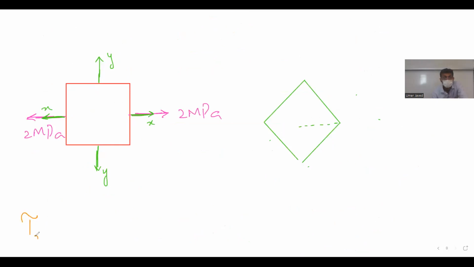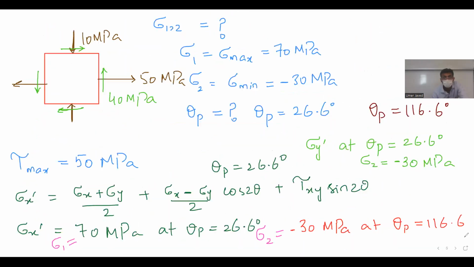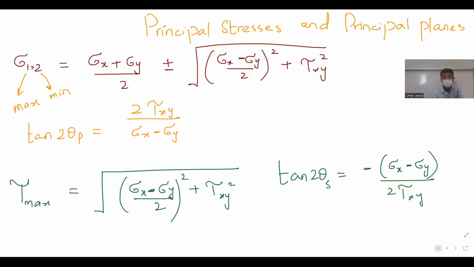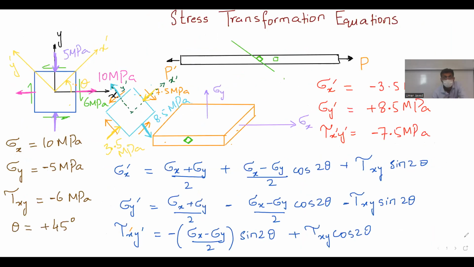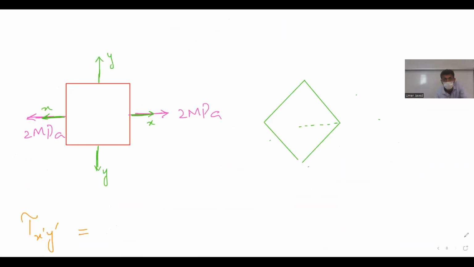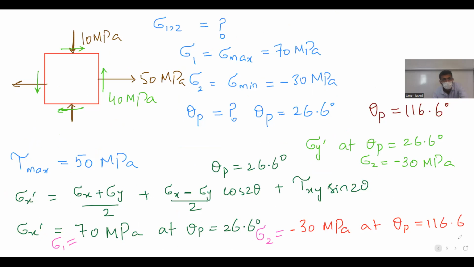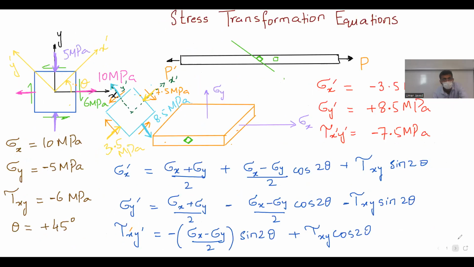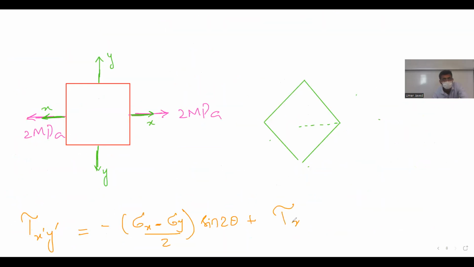How would you double check? Double check with this one. So tau x prime y prime, that's why I usually like the transformation. Because the transformation is minus (stress x minus stress y) over 2, plus tau x y cos theta. You already did it? No, but I can understand that. Okay, I will listen to you because probably you're right.